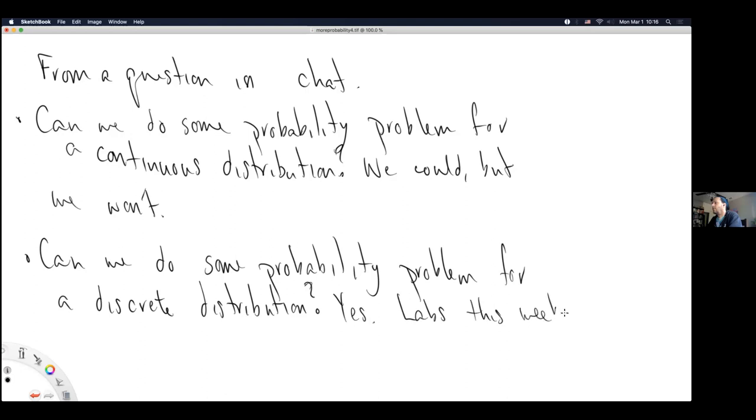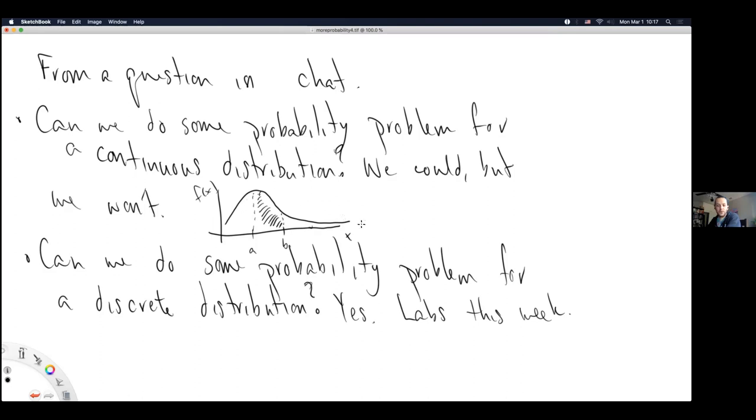Okay. So I misinterpreted the question as asking specifically about a continuous distribution. I don't know why my brain went there, but it did. And that would essentially be like, if you had some continuous distribution that looks like this, maybe a gamma distribution, and then you had some set that was maybe an interval from A to B, could you calculate area under the curve? You absolutely could.